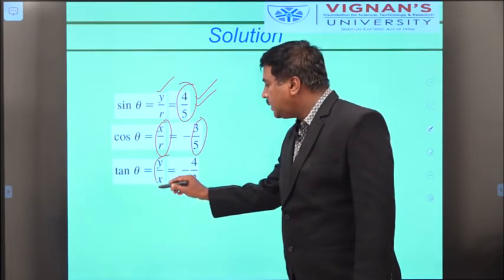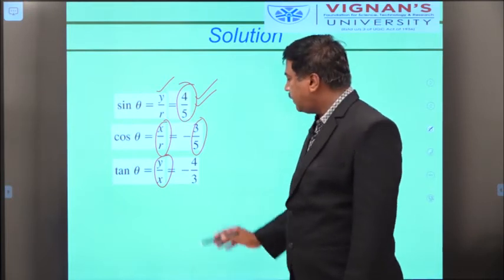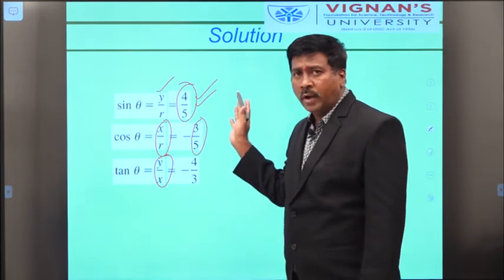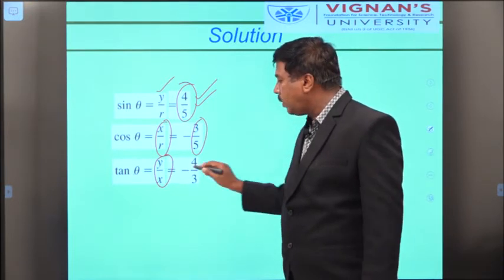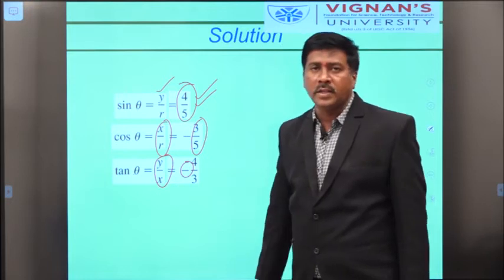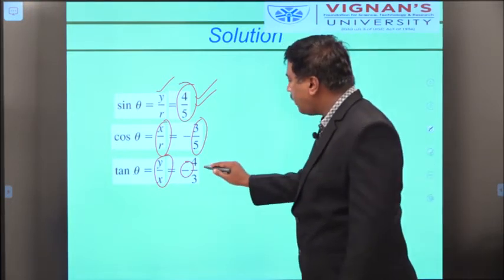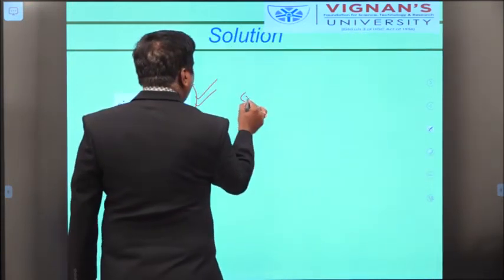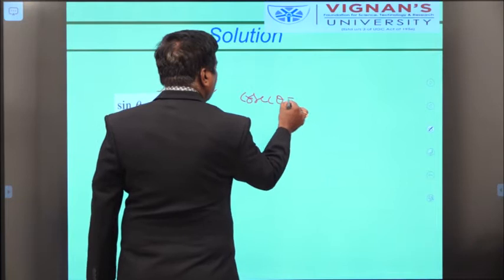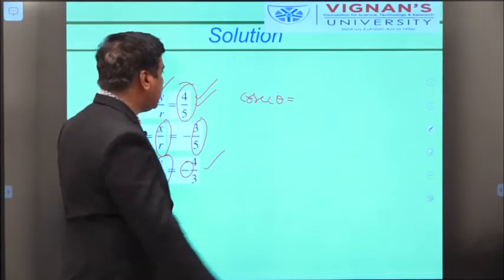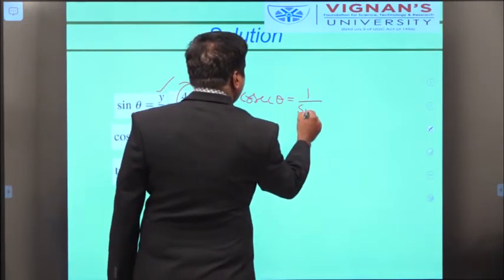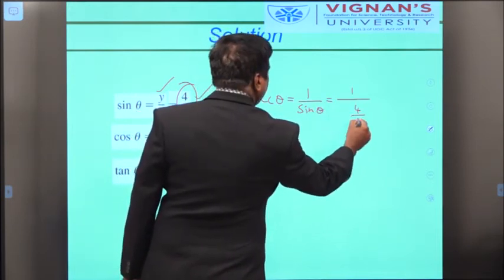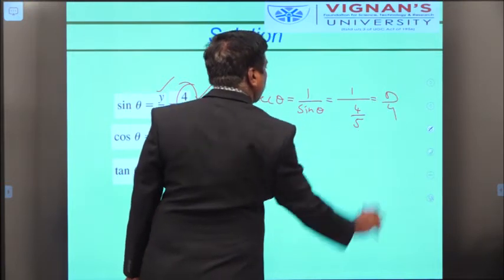Similarly tan theta is equal to y by x. Because that point lies in the second quadrant, in that second quadrant tan is also negative. Therefore you have to consider tan theta as negative. Therefore tan theta equal to minus of 4 by 3. So similarly here cosecant theta is equal to the reciprocal of the sine, that means 1 by sine theta. Then this is equal to 1 by 4 by 5. That means we will get this value as 5 by 4.